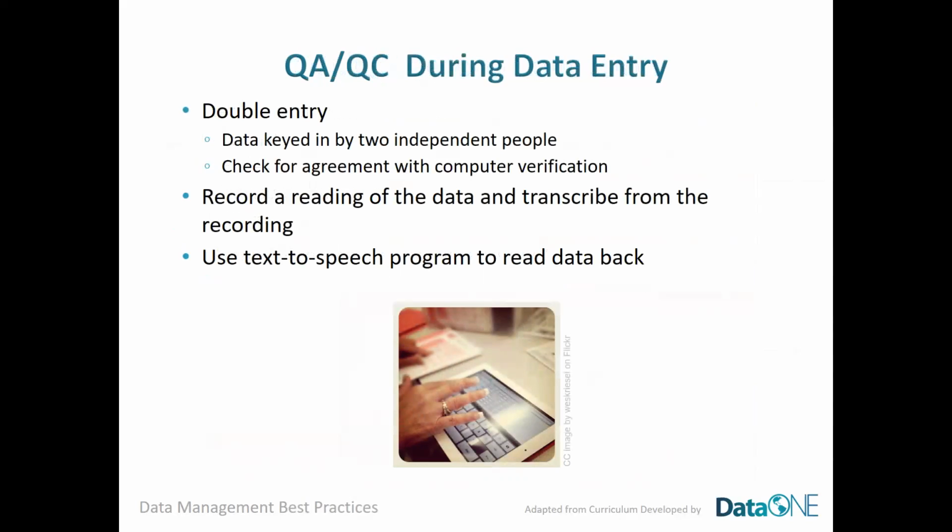Consider using techniques that help eliminate mistakes during data entry. Examples are using double data entry, where non-digital data are keyed in by two people independently. Differences in entries can then be detected via computer programs and eliminated further for mistakes, or examined to eliminate where the mistakes are. Another way to reduce data entry error is to record yourself reading off the data and then transcribe it from the recording. You may also use a text-to-speech program that reads the data to you while you type it into the computer.